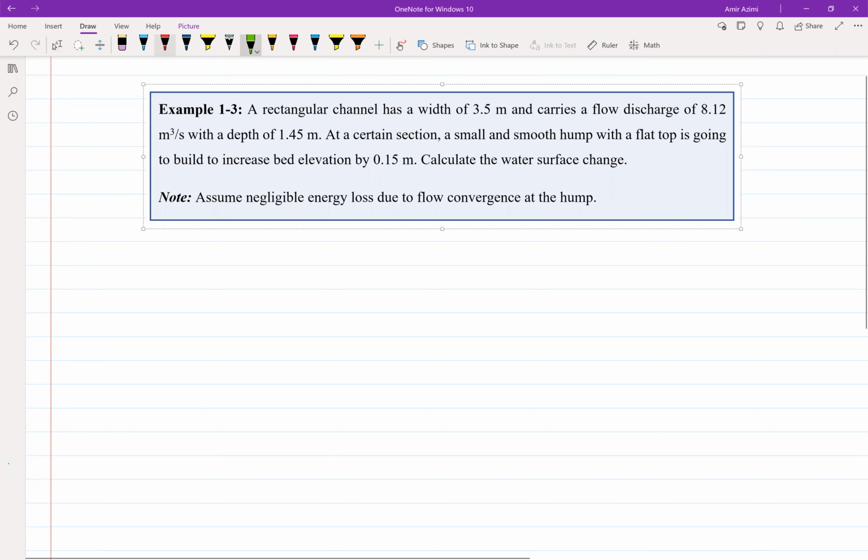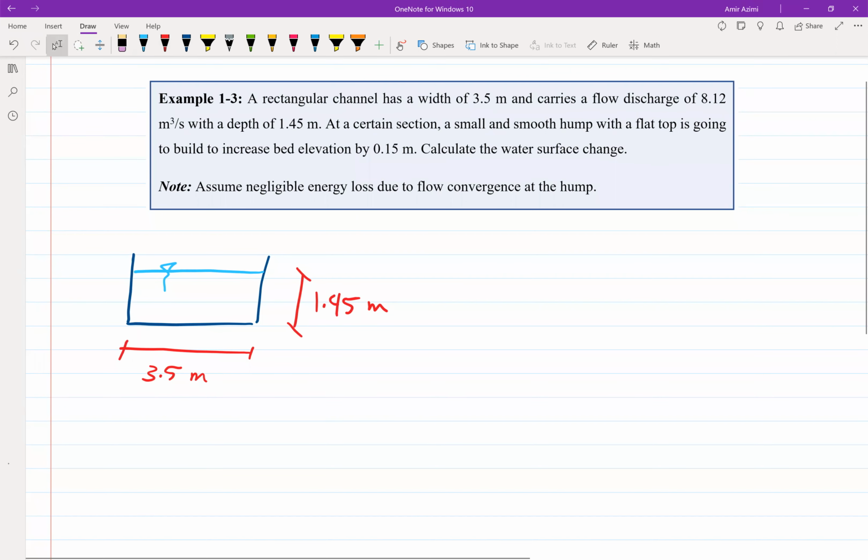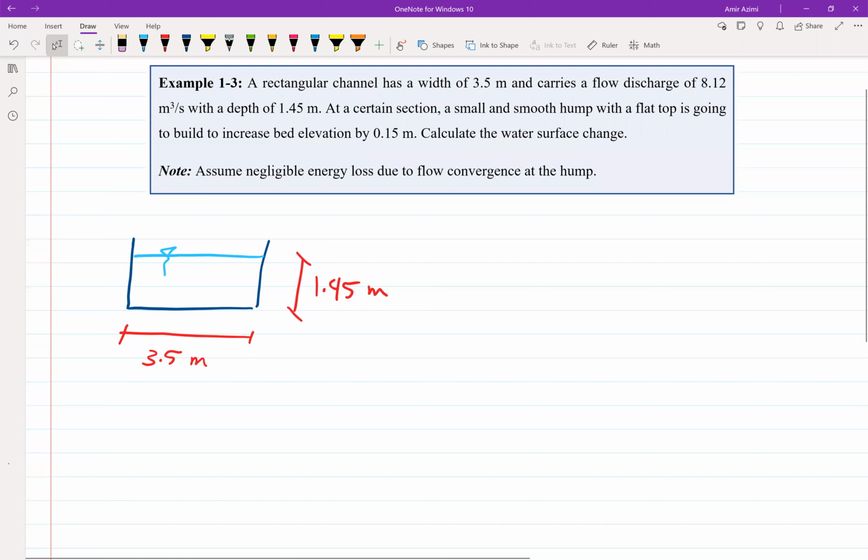1.545 meter. So if I draw the channel cross section, so we have a rectangular channel and it has a width of 3.5 meter. And then the water depth in the channel is 1.45 meter. So this is the channel width and channel depth. And it goes through a smooth and a small hump with a flat top to build the bed and increase the bed elevation by 15 centimeter.